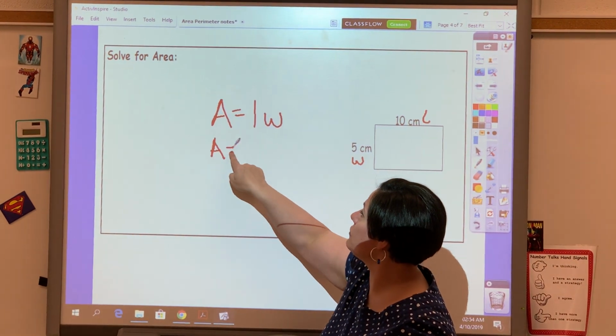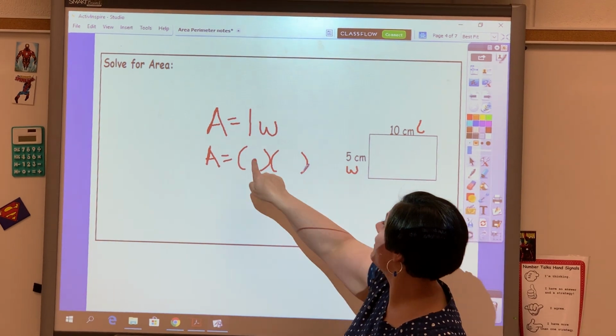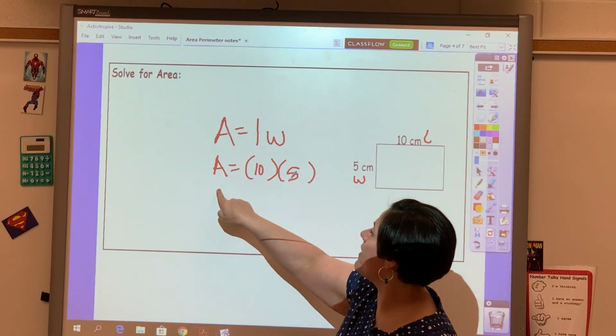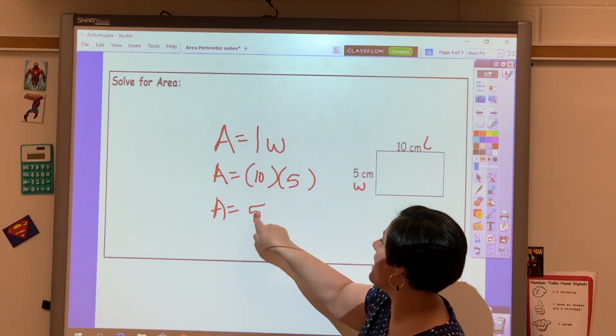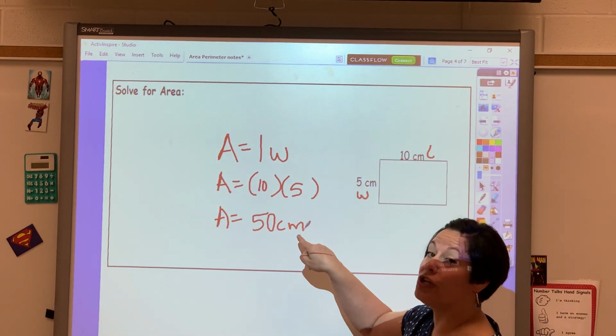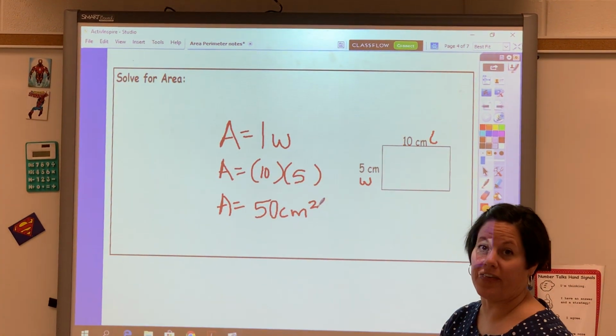We are going to substitute in our length and our width, and then we are going to multiply and we get 50 centimeters, and our units are always squared with area.